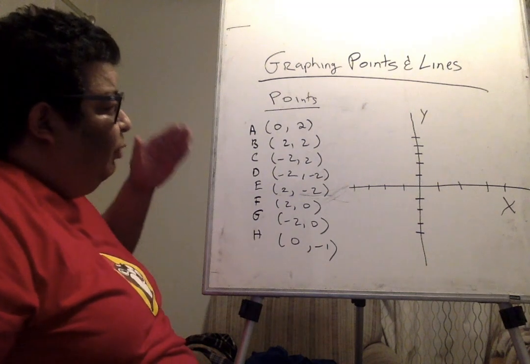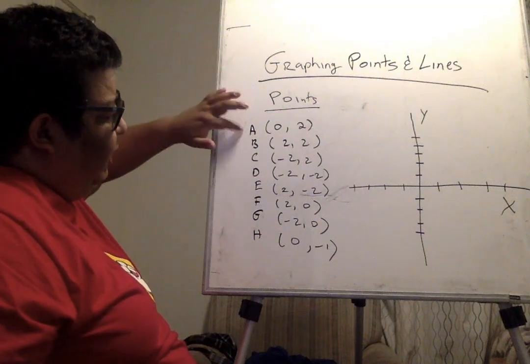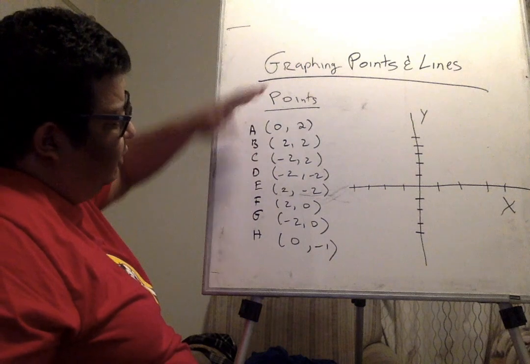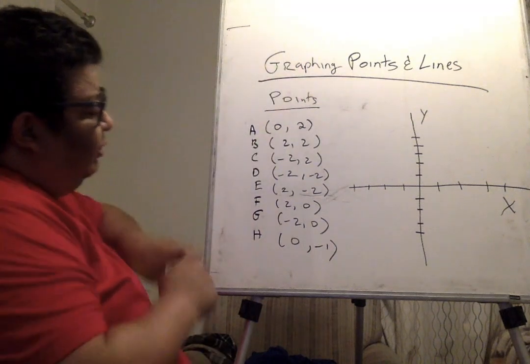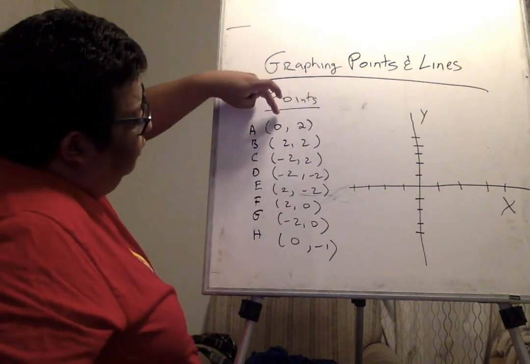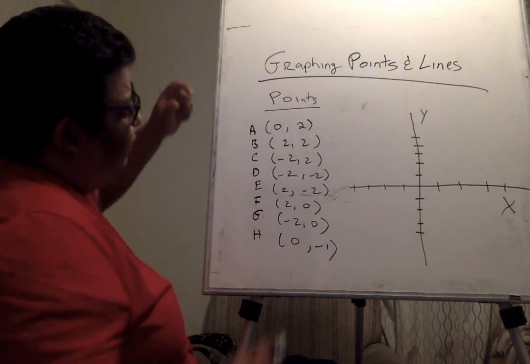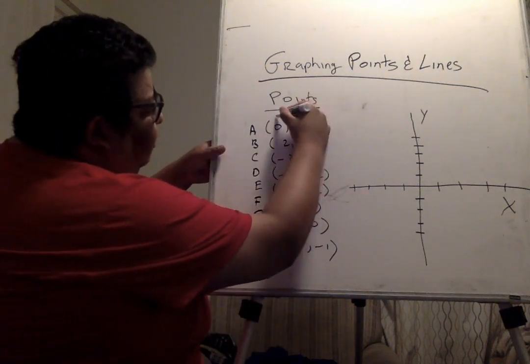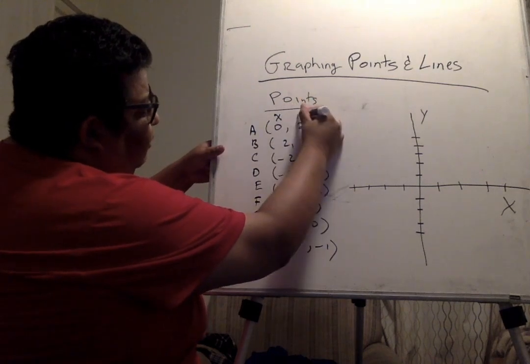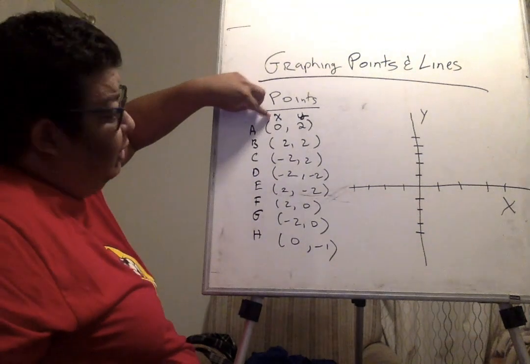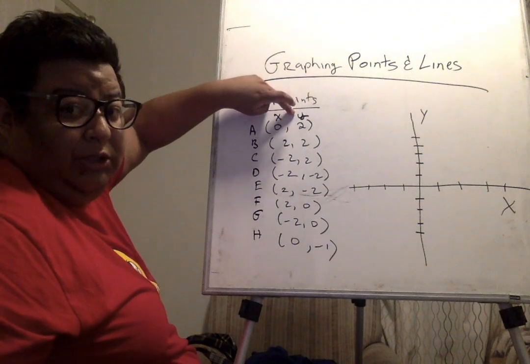So what I have on the board here is a set of points. We have A, B, C, D, E, F, G, and H. Each one of these ones in parentheses is called a point. The first one is called the first coordinate, and the second one is called the second coordinate. So usually we call them X and Y coordinates. The first one is called the X coordinate, and the second one is called the Y coordinate.